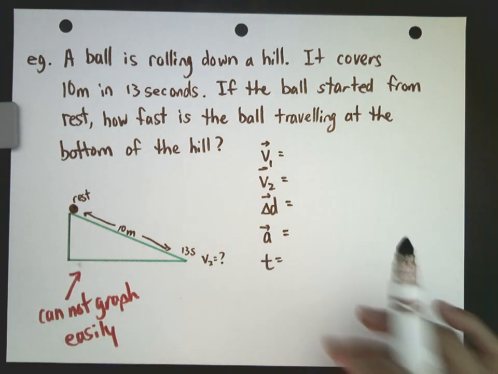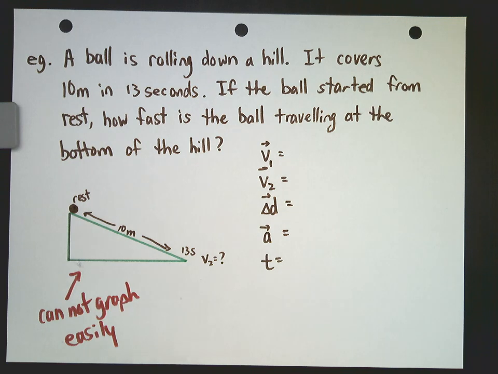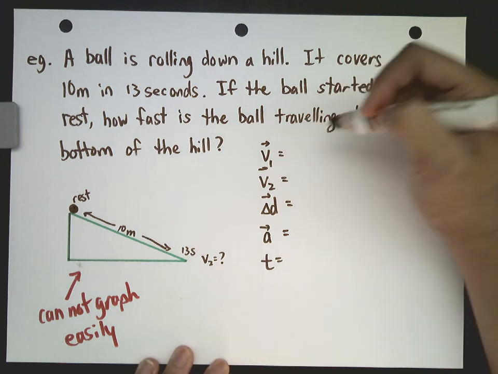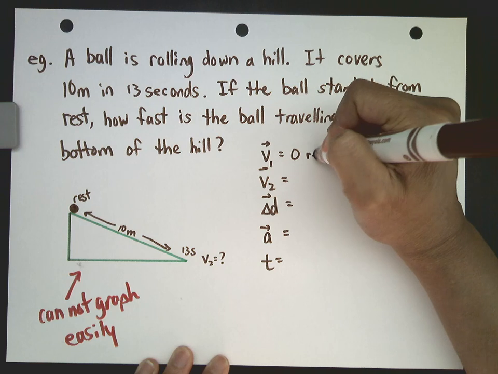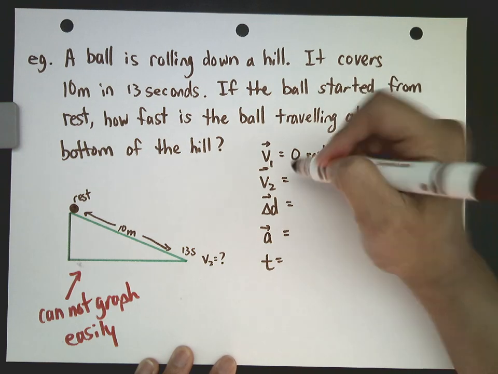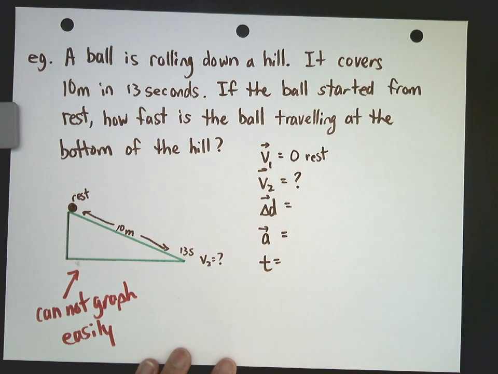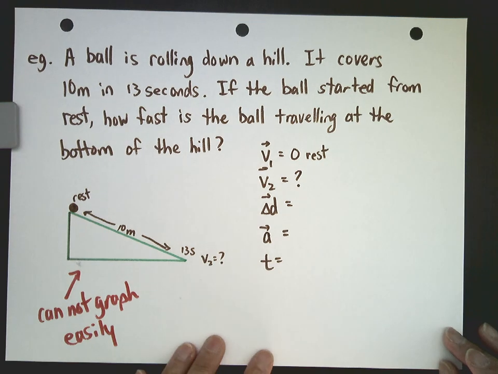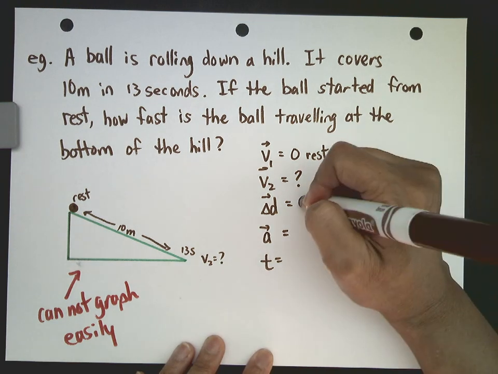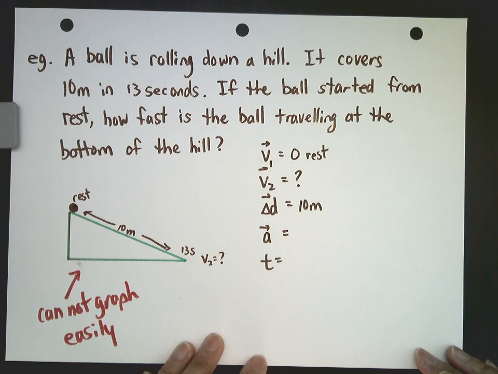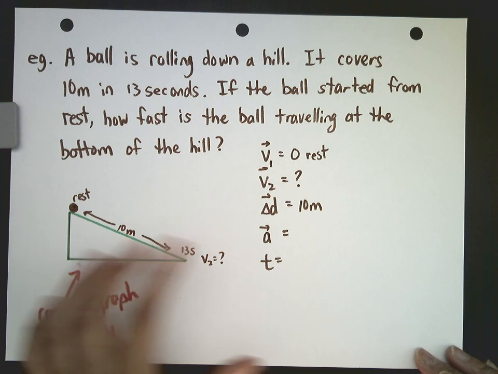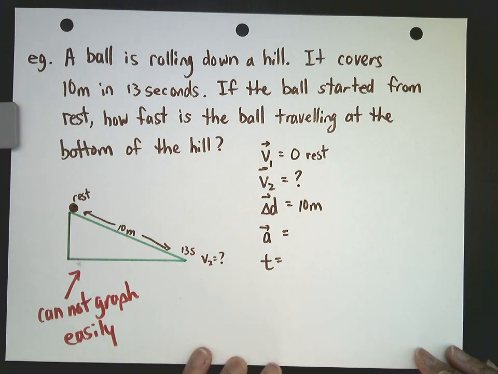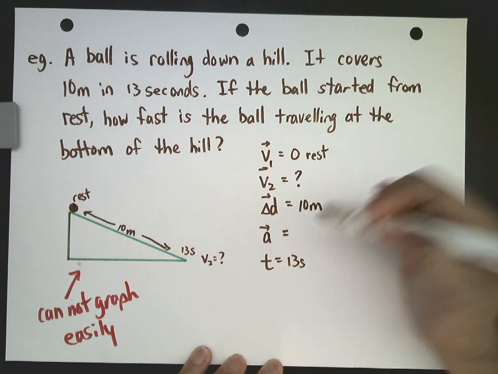All right, now that I've listed my variables, let's fill in what we know. V1, it's starting from rest, so that should be 0. V2, that's what you are solving for. That is the question, so I like to leave a question mark there. D, the displacement, that's 10 meters. Acceleration, I have no information on that. And then the time is 13 seconds.